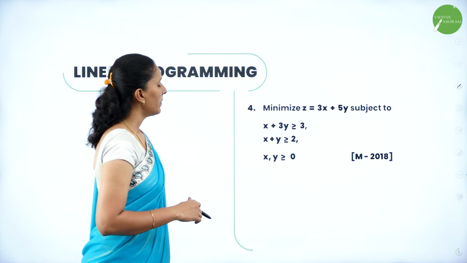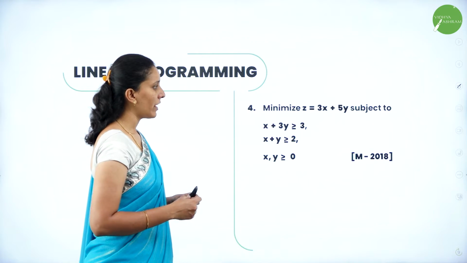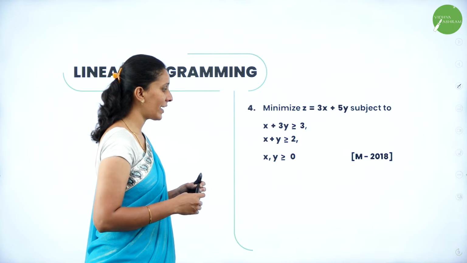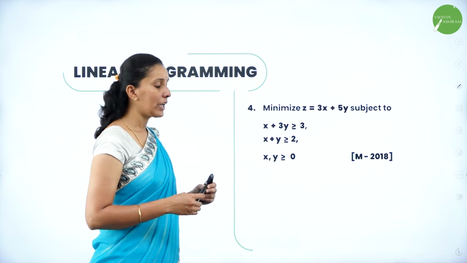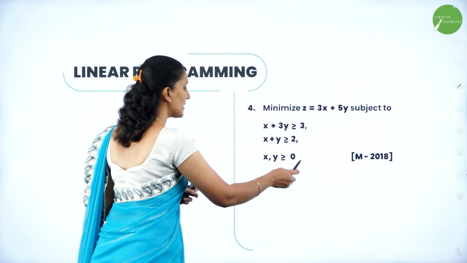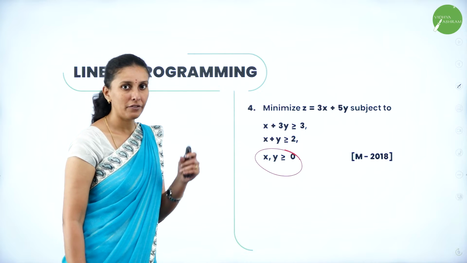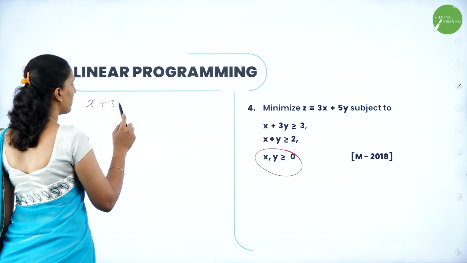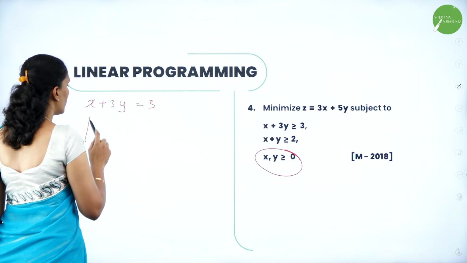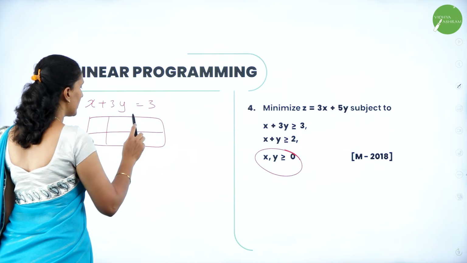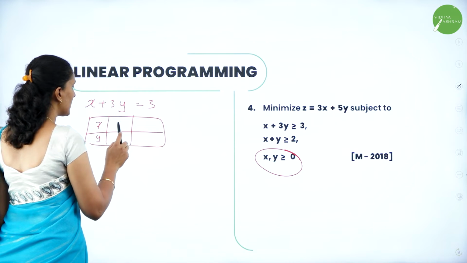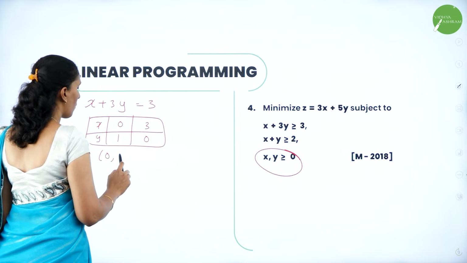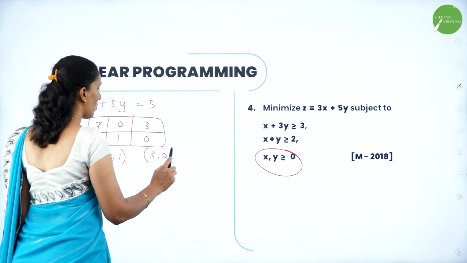Next one is minimize Z is equal to 3x plus 5y subject to constraints x plus 3y greater than or equal to 3, x plus y greater than or equal to 2, x, y greater than or equal to 0. So this always indicates the solution lies in the first quadrant. Let us solve for the given equation. x plus 3y is equal to 3. When x is 0, y is 1. When y is 0, x is 3. So the coordinates are 0, 1 and 3, 0.